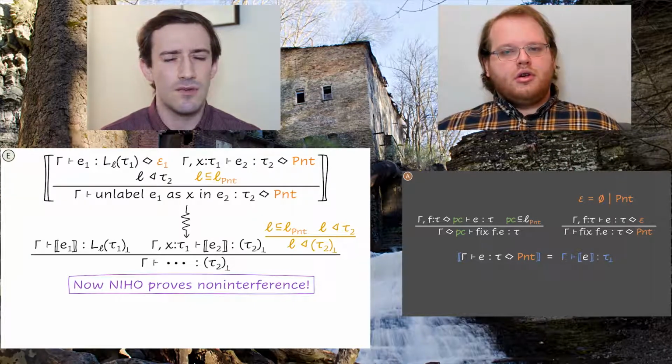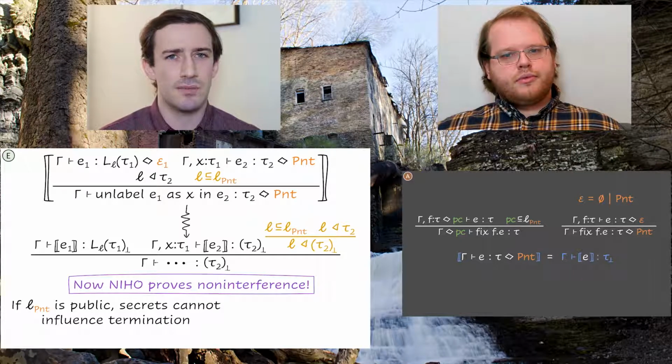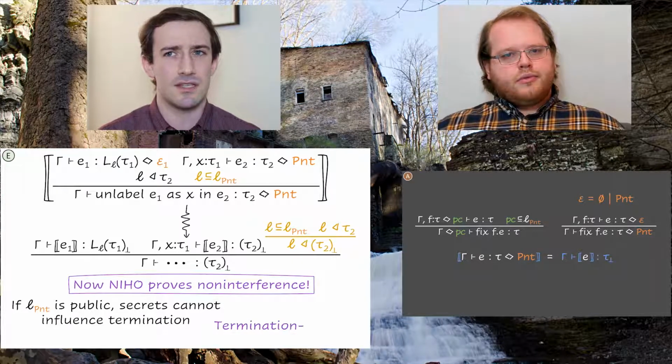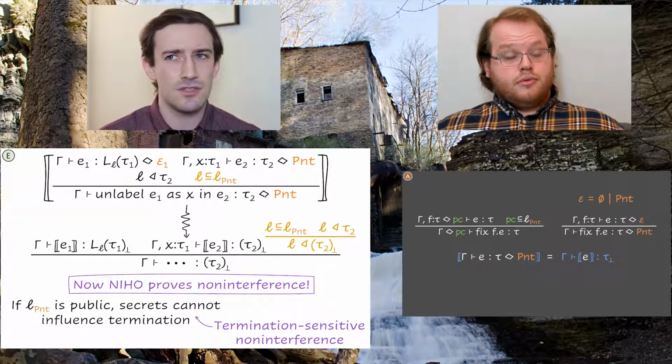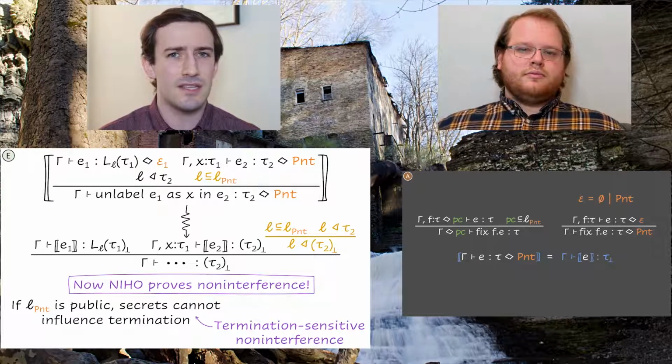Wait, I recognize this theorem. If we set the label of non-termination to public, this is termination-sensitive non-interference. That's usually considered to be a really hard theorem to work with, but it seems a lot easier here. Okay, so this seems like really good stuff. Want to write a paper?